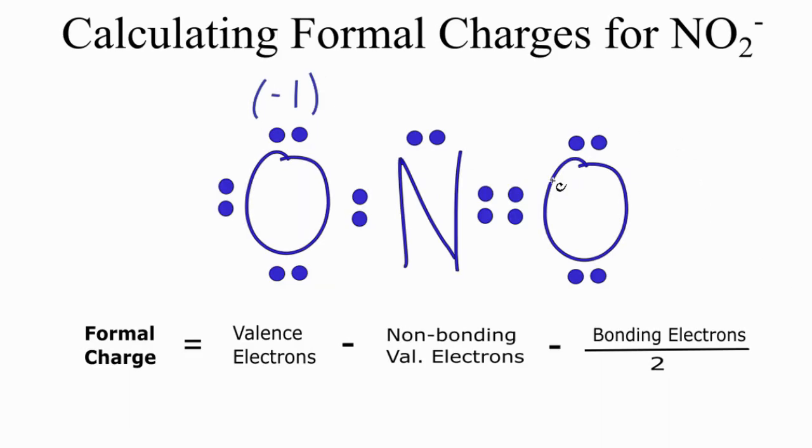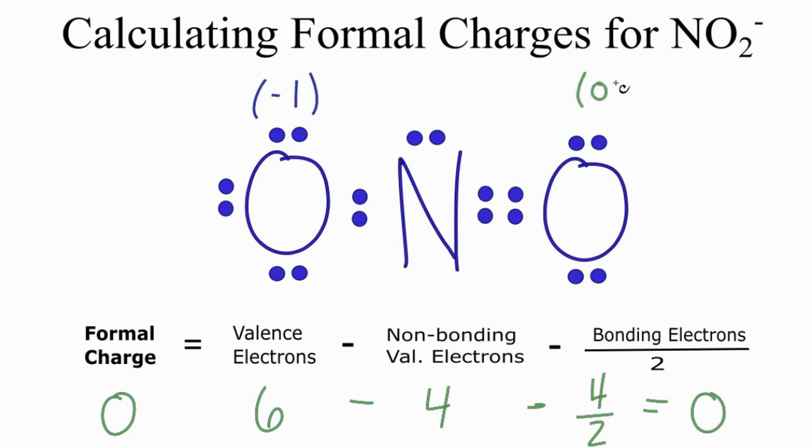Let's do this oxygen here on the right. It's a little bit different because there's a double bond here. So we have our oxygen, we have 6 valence electrons, that doesn't change, minus non-bonding valence electrons, 2, 4 of those, minus bonding, and we have 2, 4 bonding valence electrons, which we'll divide by 2. So 6 minus 4 is 2, minus 4 over 2, that gives us 0. So we'll put a 0 up here.